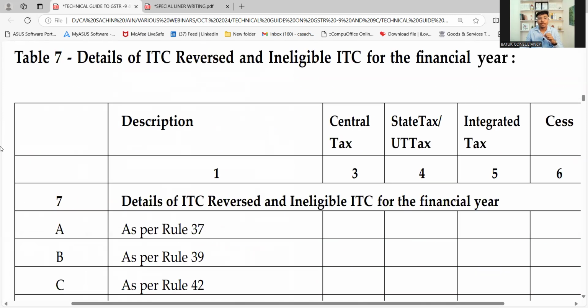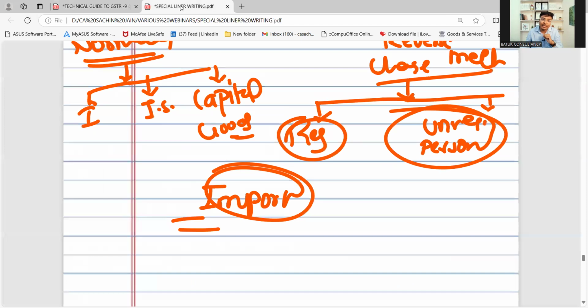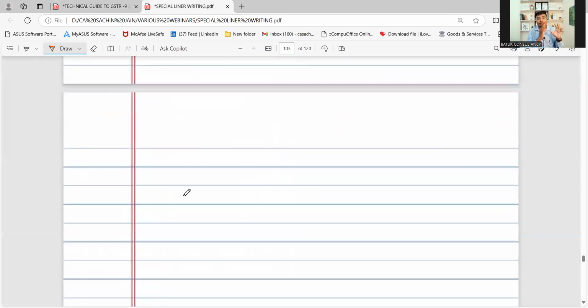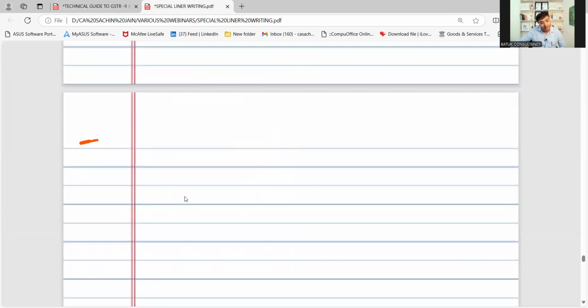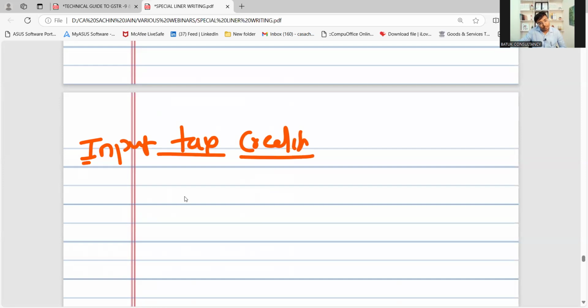Then, reversal. There may be chances, just like the credit and debit notes in outward supply, the same concept is here in case of input tax credit. There may be chances of certain reversal. Sir, what type of reversals are there?